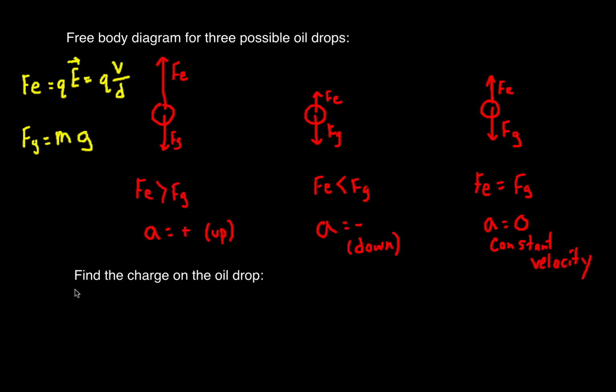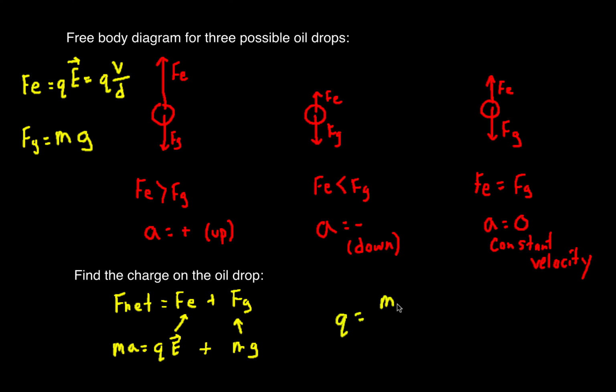To calculate the charge on the oil droplet, we use F net equals the electrostatic force plus the gravitational force, where the electrostatic force is the charge times the electric field, the gravitational force is mg, and F net is ma. We can rearrange this for Q. Q is equal to ma minus mg divided by the electric field.